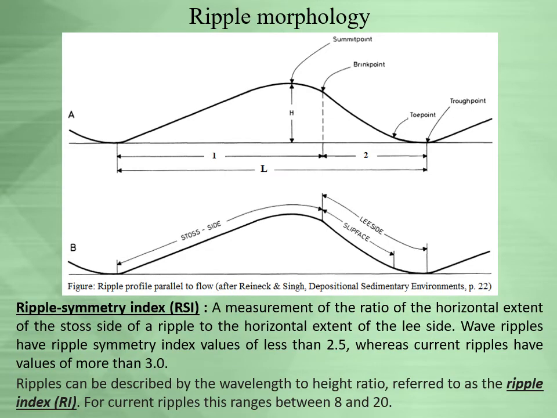Now, if I try to draw a transverse section of that ripple mark, this section is drawn parallel to the flow direction. So flow direction is from my left to right. That is the flow direction. So this section is drawn parallel to flow direction, and it's a vertical section. Now, if I draw a vertical section of any ripple mark, then there are several features within this ripple mark that we have to study.